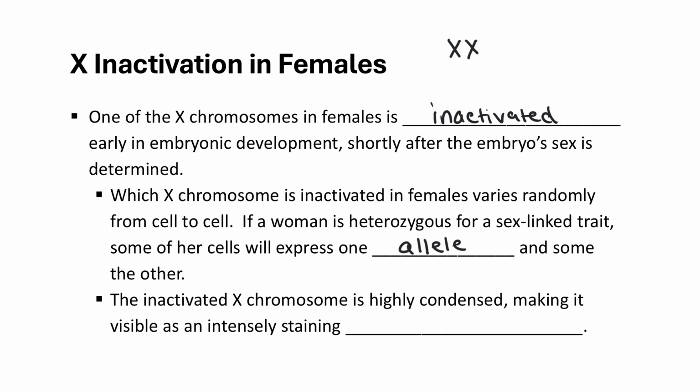The inactivated X chromosome is highly condensed, making it visible as an intensely staining bar body. What it is called at that point is a bar body, and that is just a very highly condensed X chromosome, and it is inactivated and not working. So in every cell, the female will have one X chromosome and then one bar body that was the X chromosome, but that one wasn't activated or condensed. And again, it is very random as to which X is the one that is going to be condensed in the cell.